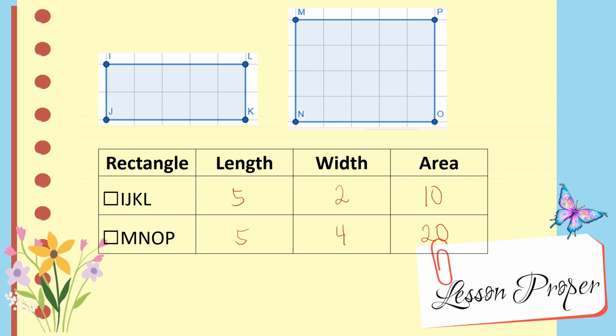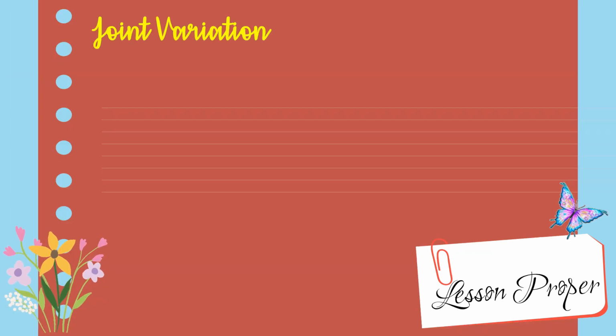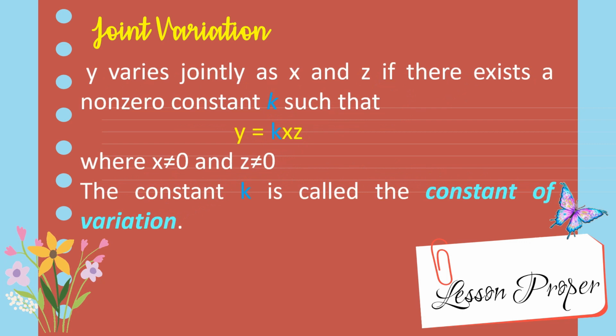So what is joint variation? Joint variation occurs when one quantity varies directly as the product of two or more other quantities. That is, y varies jointly as x and z if there exists a non-zero constant k such that y equals kxz, where x is not equal to 0 and z is not equal to 0, and the constant k is called the constant of variation.